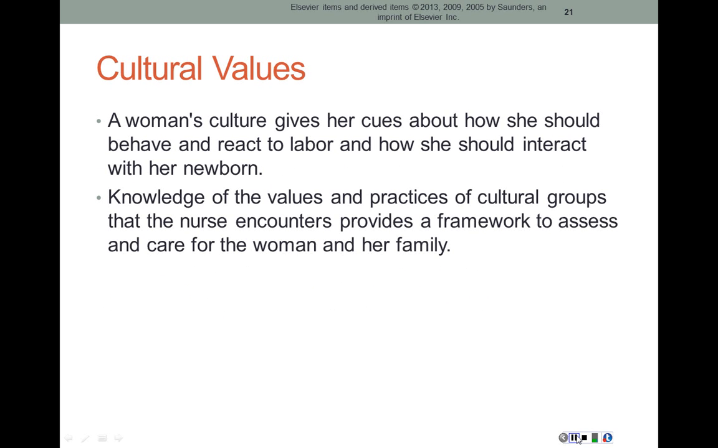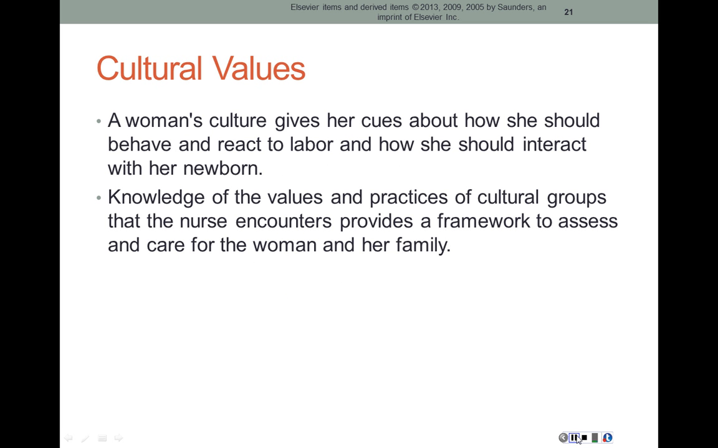Okay, cultural values. This tells a woman how she should act or react to labor and how she should interact with her newborn. You know, not every culture believes in dad being there and woman screaming and expressing her pain, and dad cutting the cord or significant other cutting the cord. We really have to know.